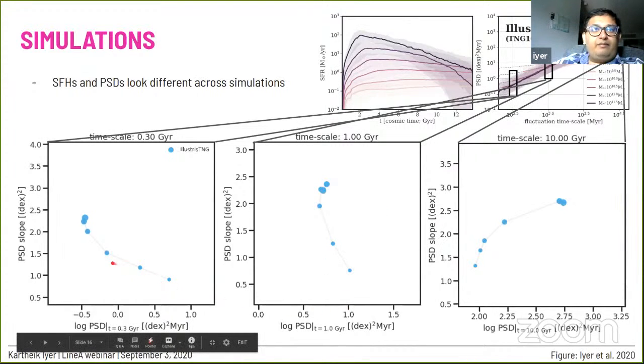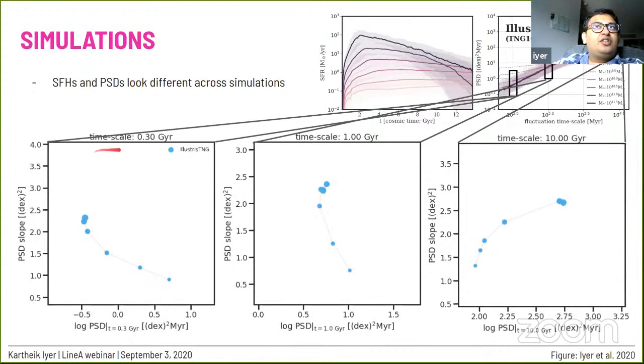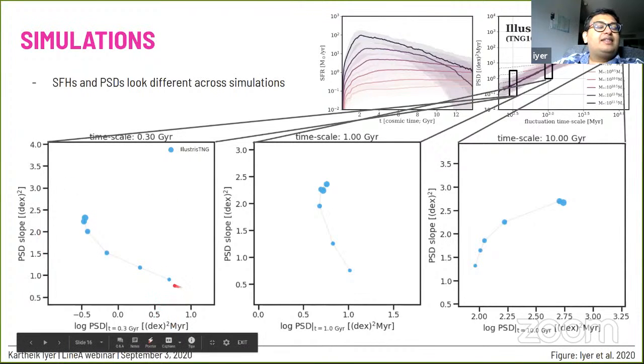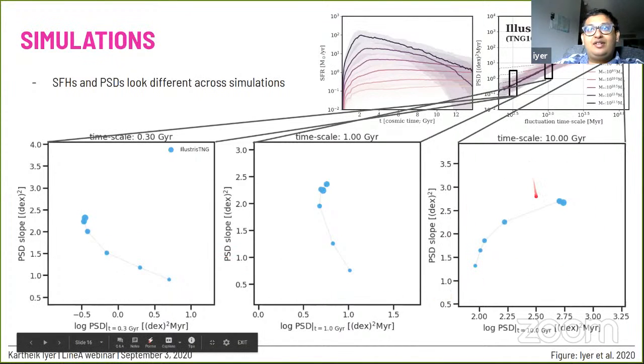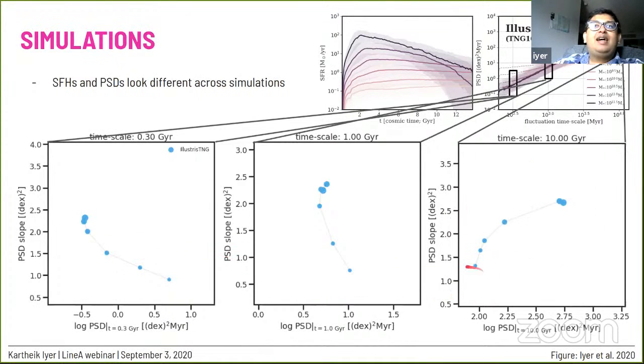And this basically says that on short time scales, the strength of the PSD decreases with stellar mass, but they grow more correlated. And on long time scales, the behavior flips, and now the strength of the PSD increases with stellar mass along with the slope.